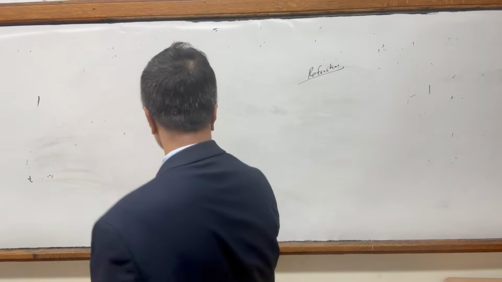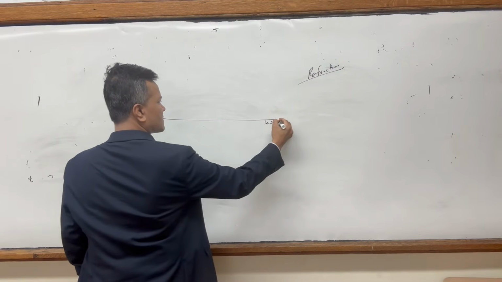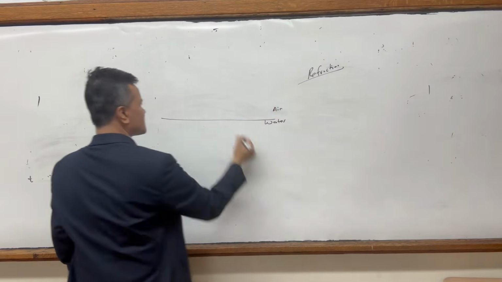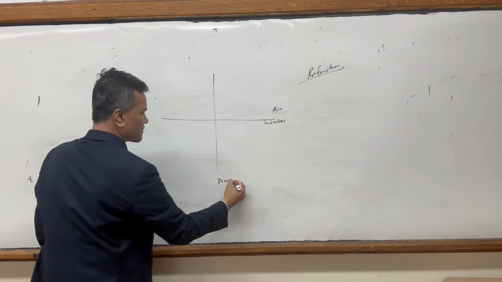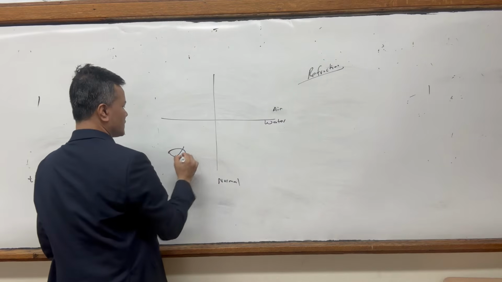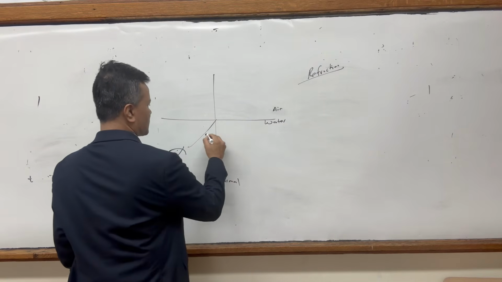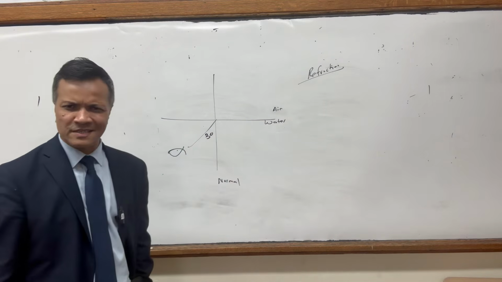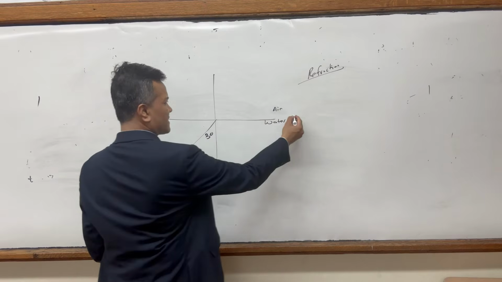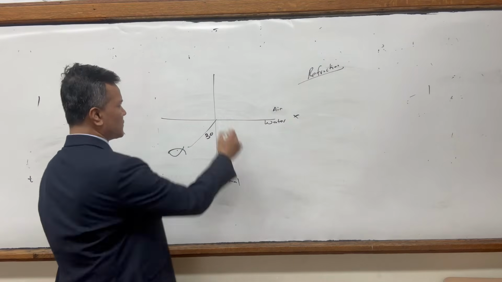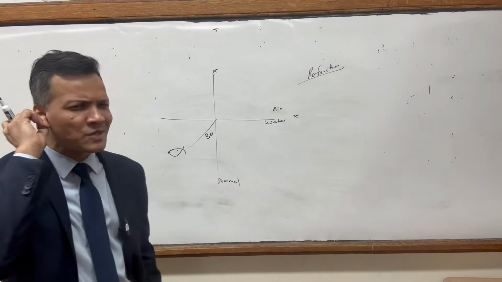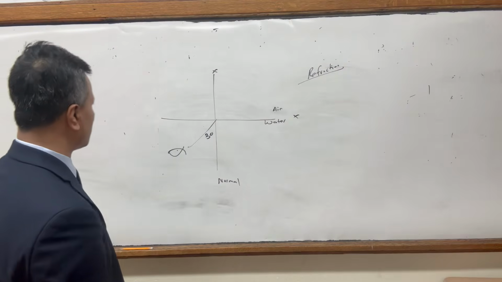All right, let's consider water and air. Let's put a normal. Let's consider a fish. All right, this is a fish. What does the fish do? It makes a sound with respect to the normal, of course, 30 degrees, right? Where do you have to be? At the x-axis on the ground or on the tree? So to hear the fish, let's find it out.